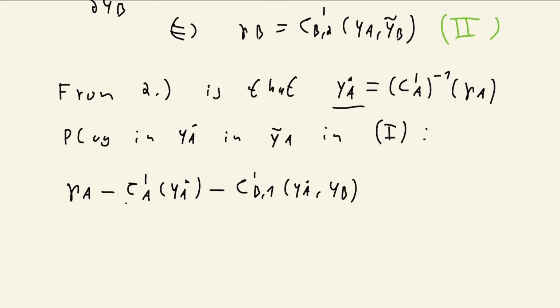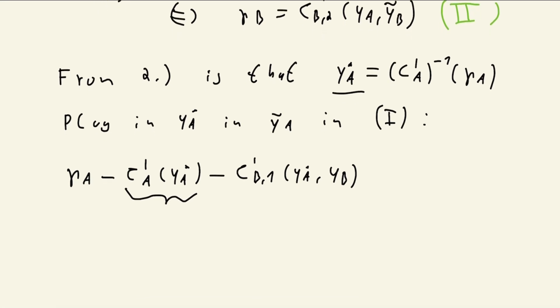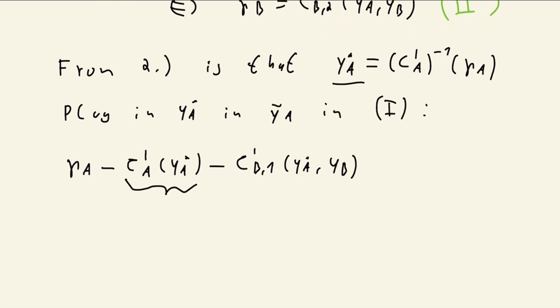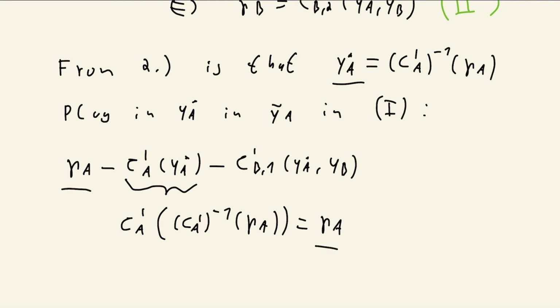And note that this here, so ca prime ya star, if we plug in for ya star the following, so it's ca prime applied on ca prime inverse of pa, and this is equal to pa. And hence we have pa minus pa, and this is equal to minus c prime b1 ya star yb, and this is clearly strictly negative.